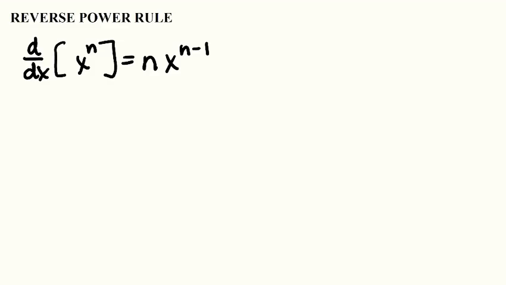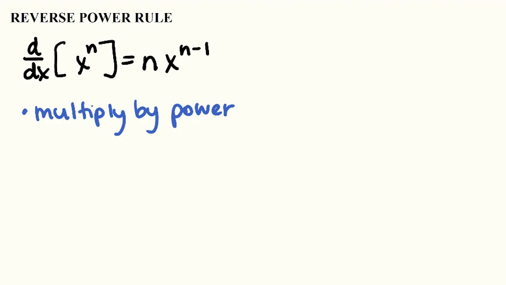Okay, so let's formalize this reverse power rule. We remember that from the beginning, we've been taking derivatives of polynomials, and how we did that was we multiplied by the power of x that we have, and then we reduced the power by 1.